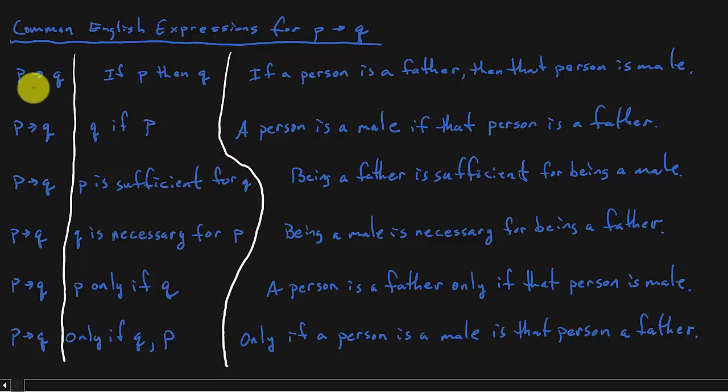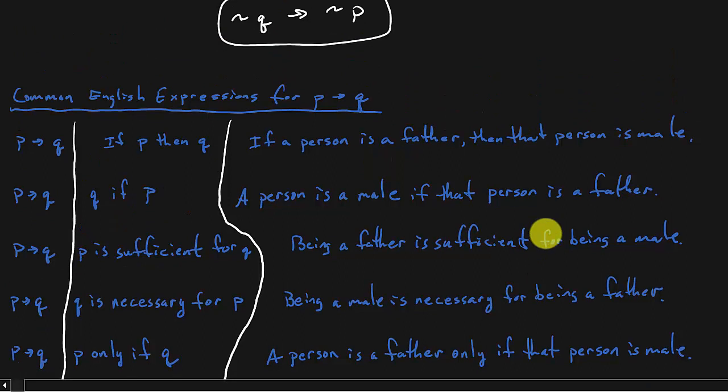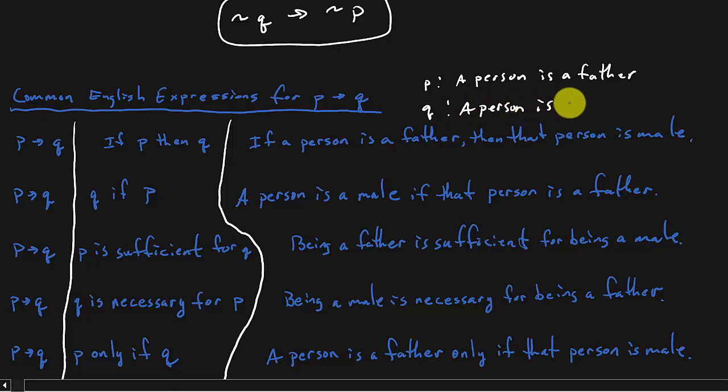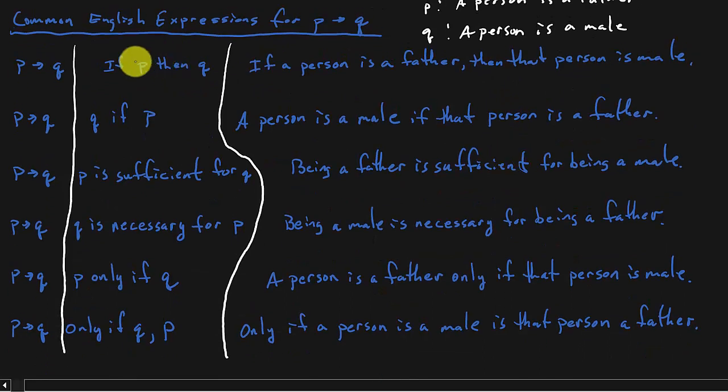So this is the symbolic statement, the English statement, and then here's an example. And so just remember, in this, P is going to represent a person is a father, and Q is going to represent a person is a male. All right, so these are the different ways that you can express if P then Q.